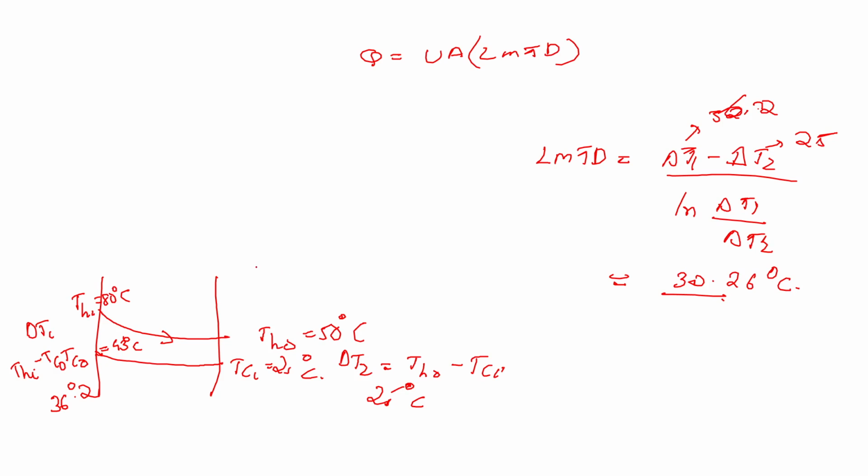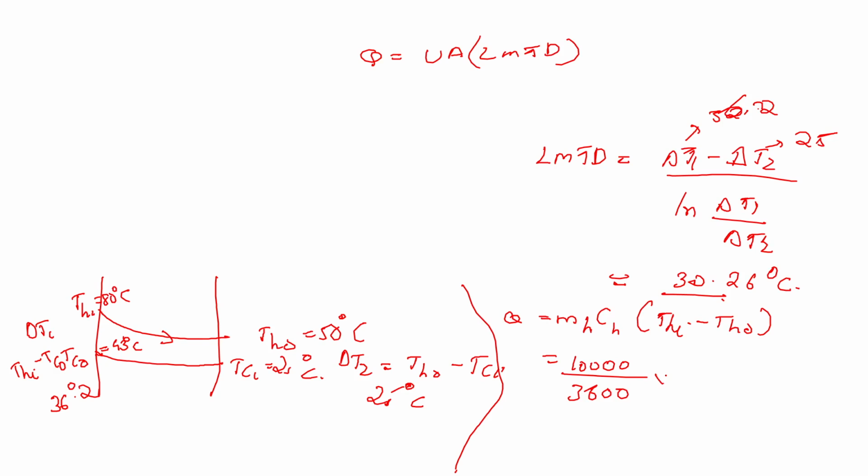Now you have to calculate the Q value. So Q is equal to mH CH times THI minus THO. From this, all values are given. So 10,000 divided by 3 times 2095 times 30. So this will be the Q value, total heat. So how much will be the total heat after calculating this? It is a big value, 174583.33 watt.